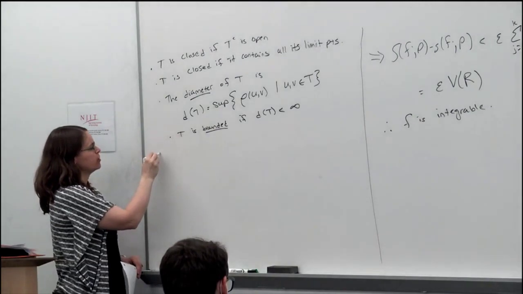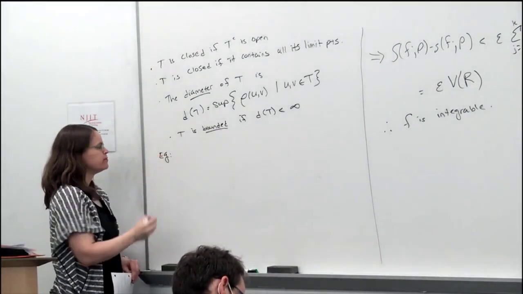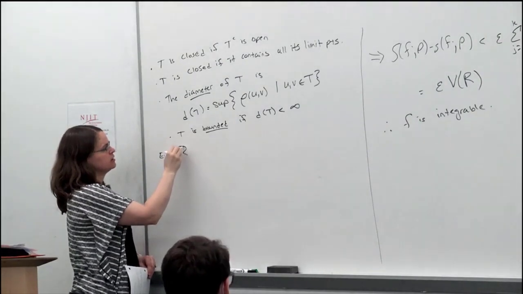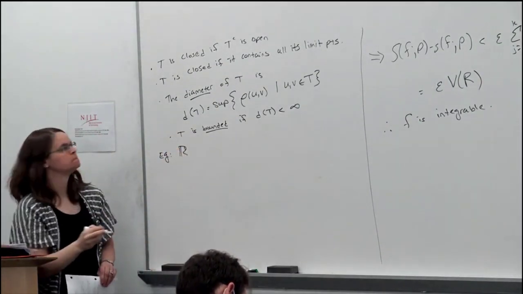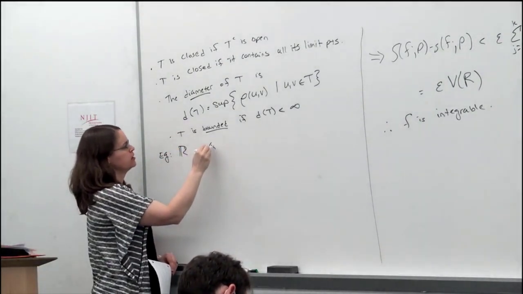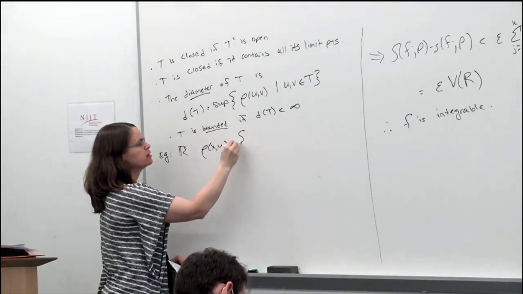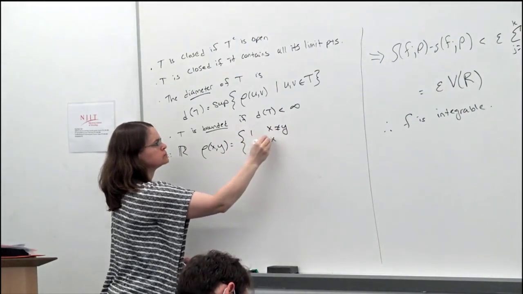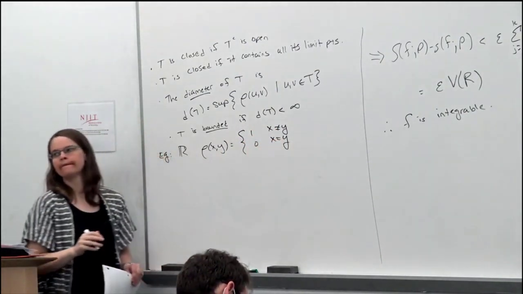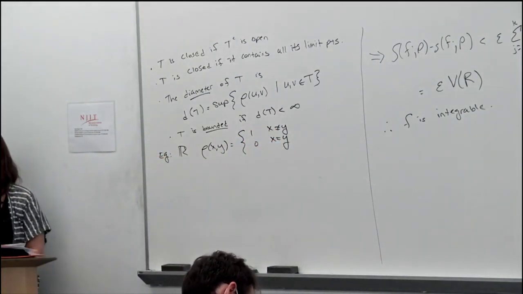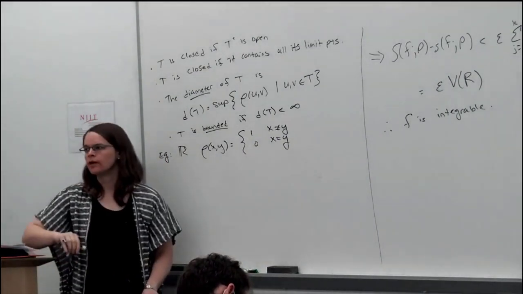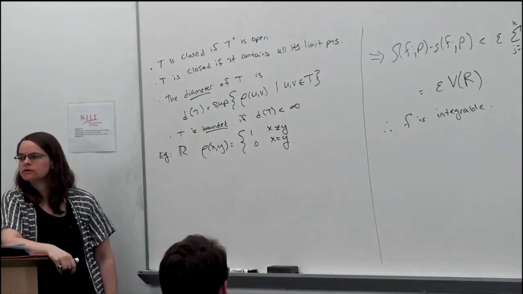Okay, so for example, if I take this set of real numbers and I use the discrete metric here, all right, is this closed?